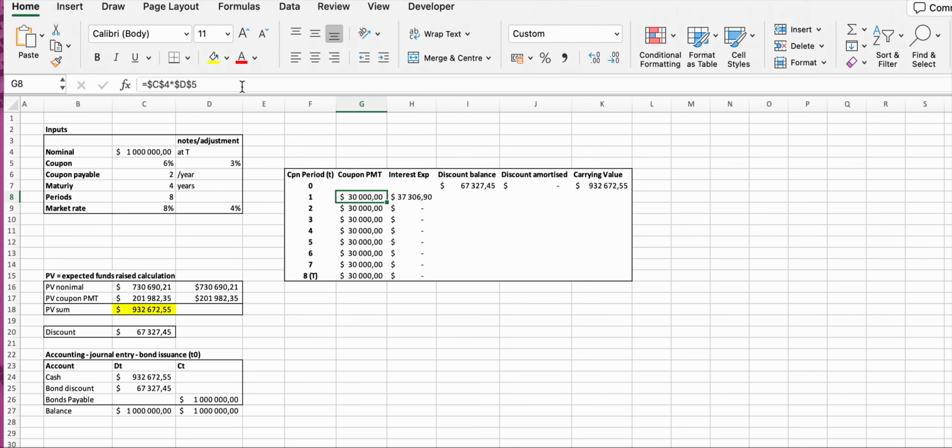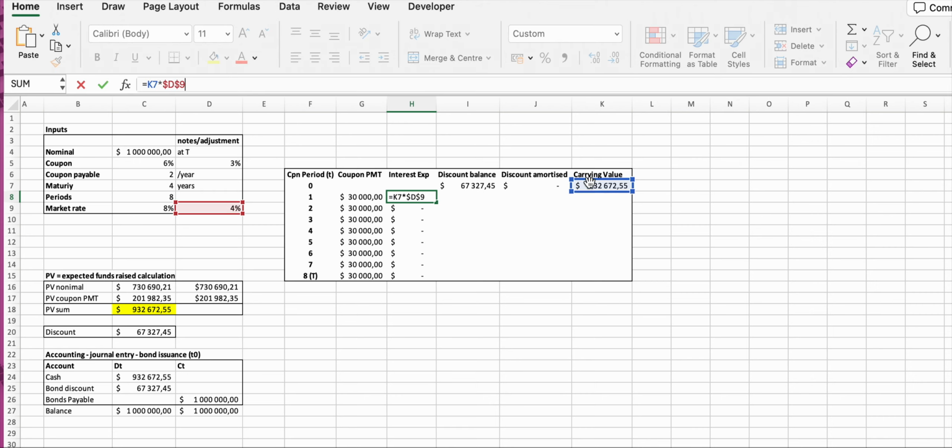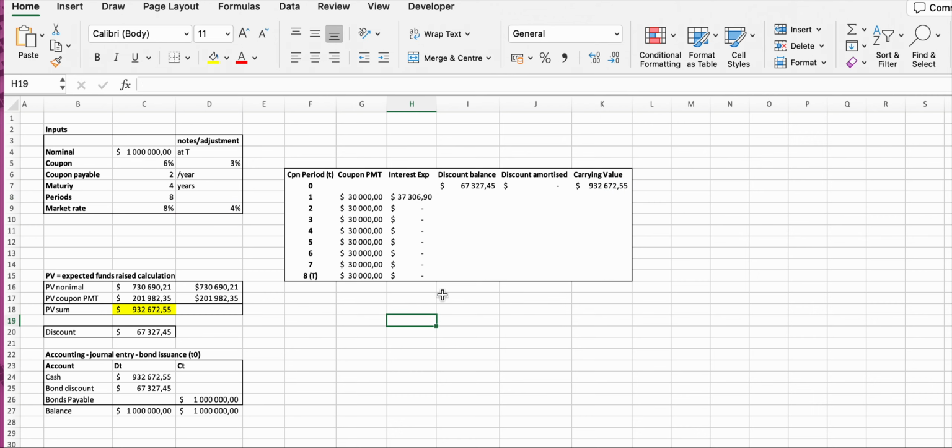The coupon payment is simply a function of the nominal value of the bond and the coupon rate applicable to a coupon period. And interest expense is a function of the proceeds of the bond, or the carrying value of the bond, and the market rate, not the coupon rate, the market rate. And now let's see what happens then.